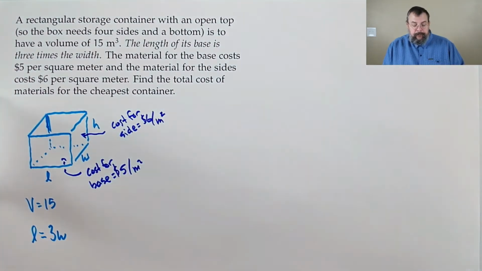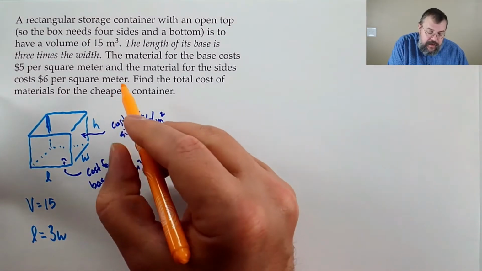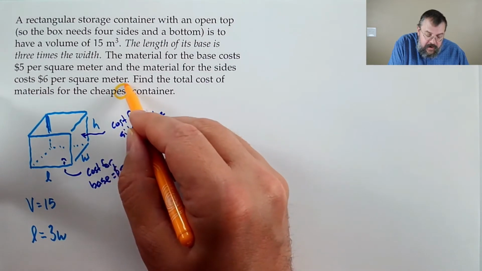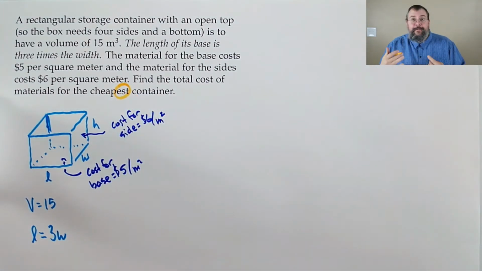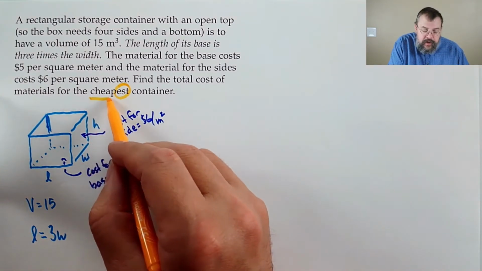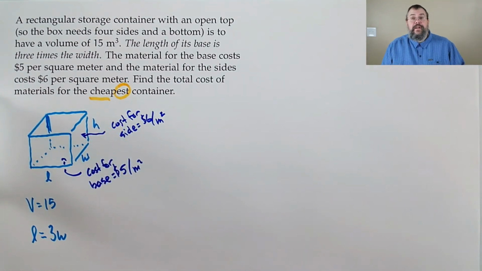Okay. Now, find the total cost of materials for the cheapest container. Now, how do we know this is an optimization problem? Well, we see the "est." And whenever you see an "est," that means there's an optimization. What is it we're trying to optimize? Well, we want the cheapest, which means we're trying to optimize cost. So now we have an idea of what we're trying to do. Our goal is to optimize the cost.